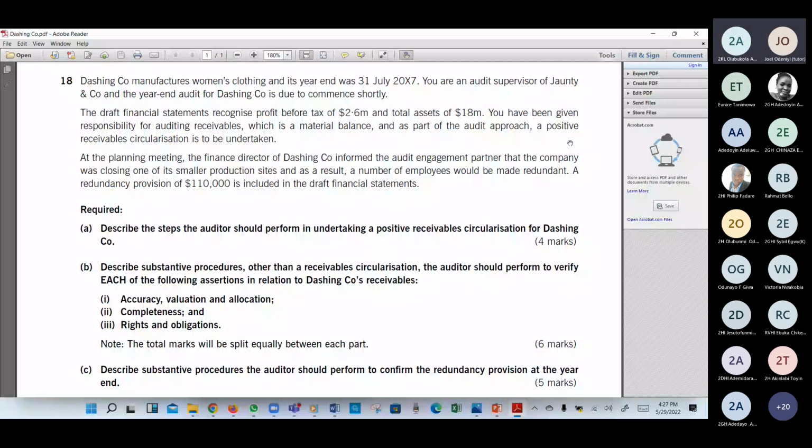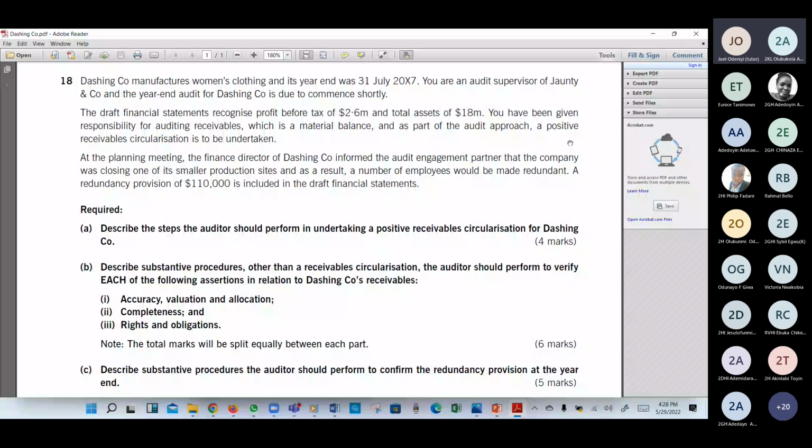Now the first step involved in circularization or confirmation is for the auditor to let the client know that they intend to carry out a receivables confirmation. The next step is to select a sample of receivables to be circularized. In selecting this sample, they need to pay attention to old balances, new balances, and balances that have credit balances. There are some balances that are very old, and those are the types of balances that will be part of the sample that will be circularized.